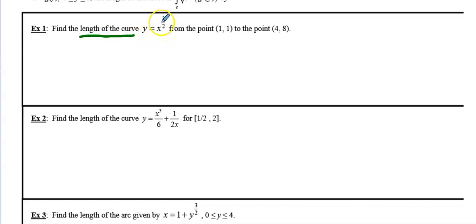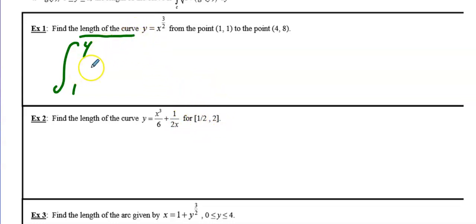Example number 1 says find the length of the curve, which is an arc length, of our function y equals x to the 3/2 power, from the point (1, 1) to the point (4, 8). Now this question is a little misleading, because we only care about the change in x. So when we find the arc length, we're just going to look at the distance from x = 1 to x = 4. We don't really care what the y values are, we just care about the x values.